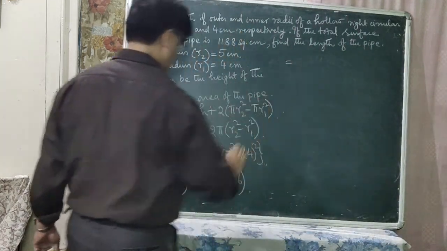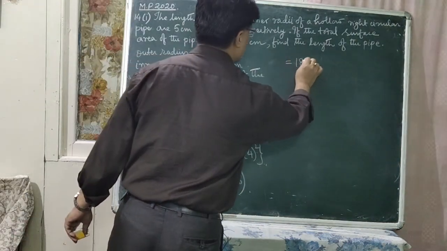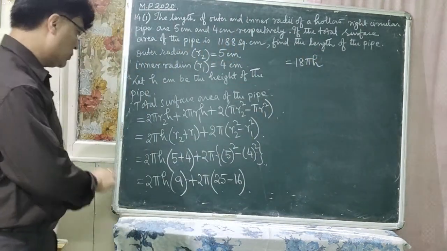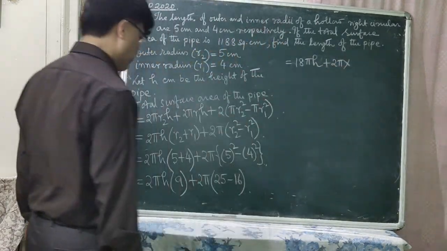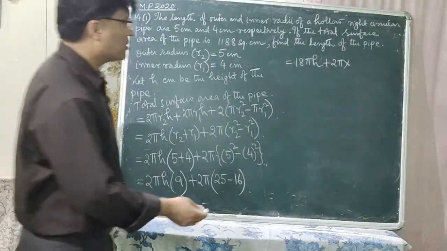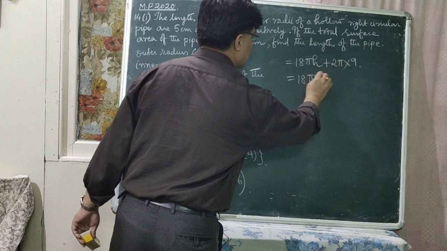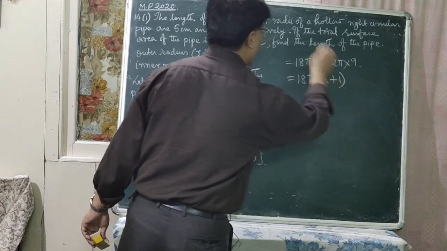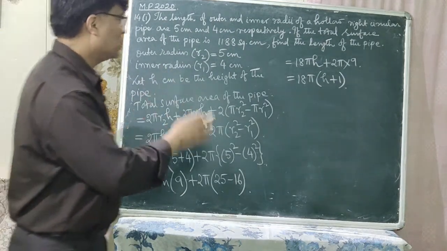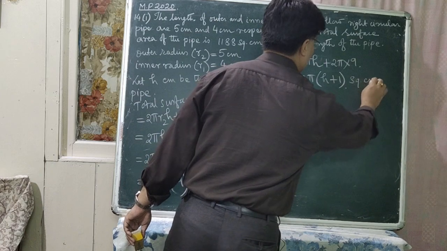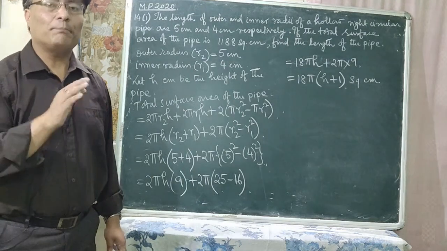So which is equal to, now this is 9 2s are 18 pi h. So this is 9 2s are 18 pi h plus 2 pi into, what is 25 minus 16? That is also 9. So which is equal to, what is common here? It is 18 pi is common within bracket h plus 1. It is 18 pi within bracket h plus 1. That is your square centimeter. Square centimeter. So what is it? This is the total surface area of the right circular pipe.